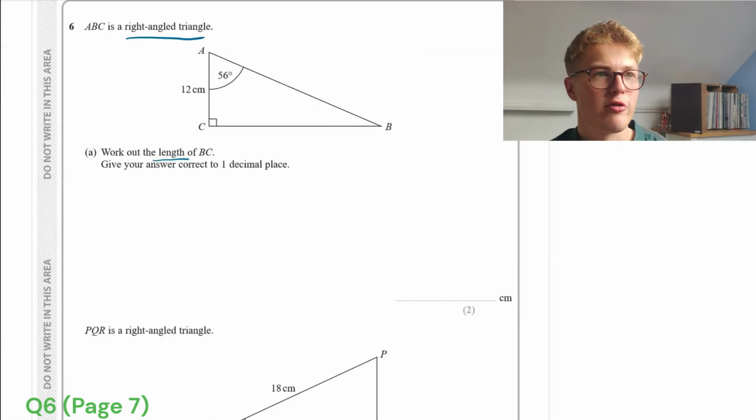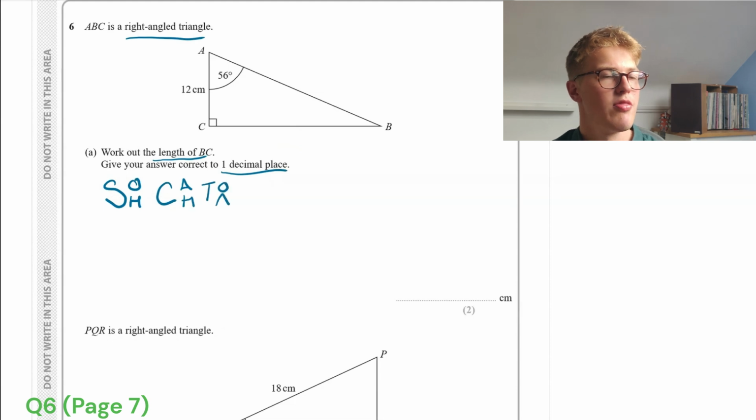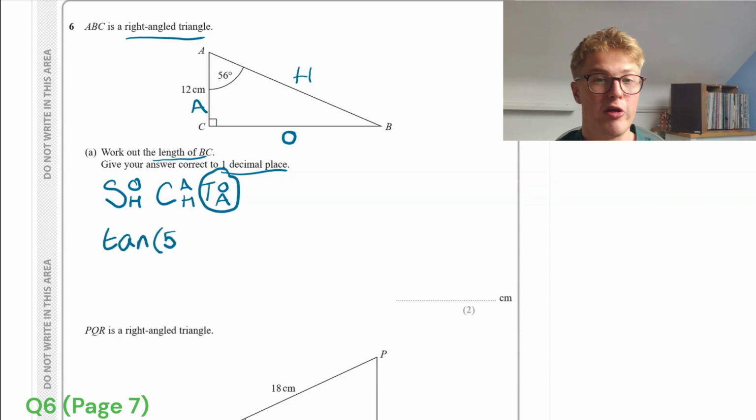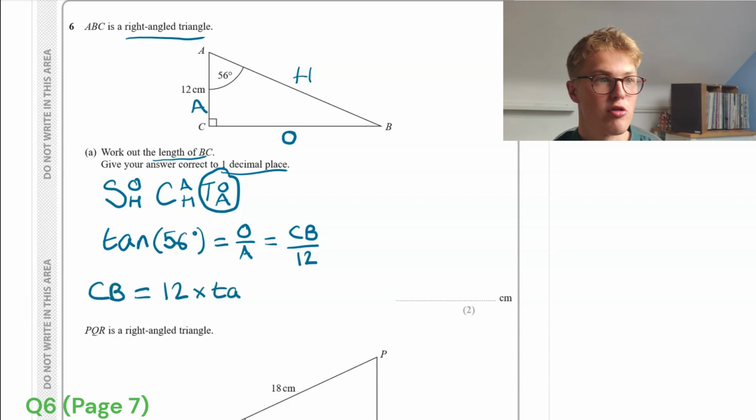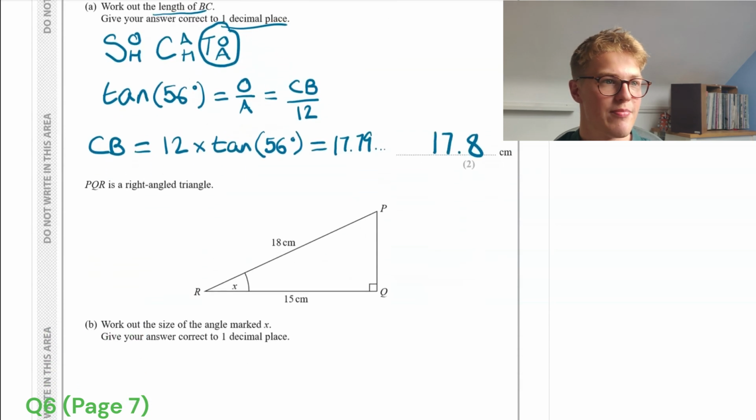ABC is a right-angled triangle. Work out the length of BC. Give your answer correct to 1 decimal place. So the first thing we do is we write down SOHCAHTOA, as that's our acronym for trigonometry. Then we can label each of the sides as the adjacent, opposite or hypotenuse. So in this question, we're going to use tan because we've got the opposite we need to find and we have the adjacent. So tan 56 is equal to opposite over adjacent, which is CB over 12. CB is equal to 12 times tan 56, which is 17.79, and therefore to one decimal place it's 17.8 centimetres.